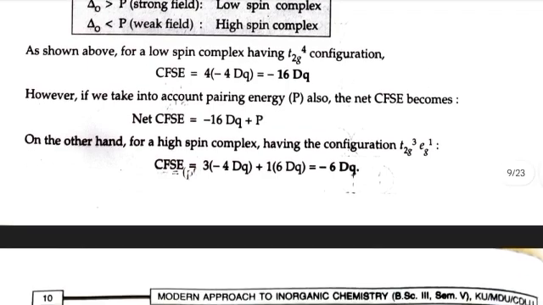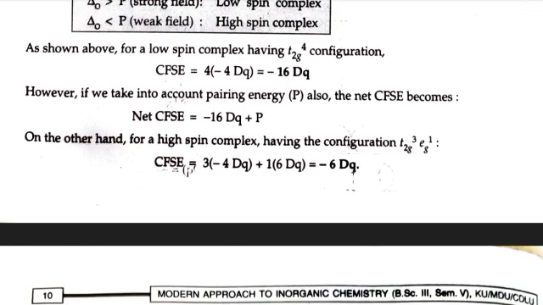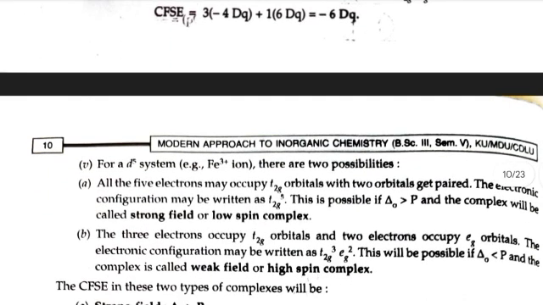On the other hand, for high spin complexes having the configuration t2g^3 eg^1, CFSE is equal to 3 times minus 4 Dq plus 1 times 6 Dq, which is equal to minus 6 Dq. Fifth, for a d5 system, there are two possibilities. The 5 electrons may occupy the t2g orbitals with two pairs getting paired up. The electronic configuration may be written as t2g^5. This is possible if delta naught is greater than P, and the complex will be called a strong field or low spin complex.